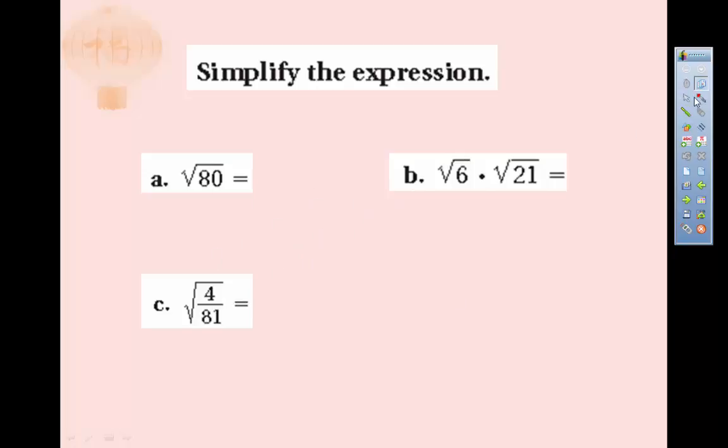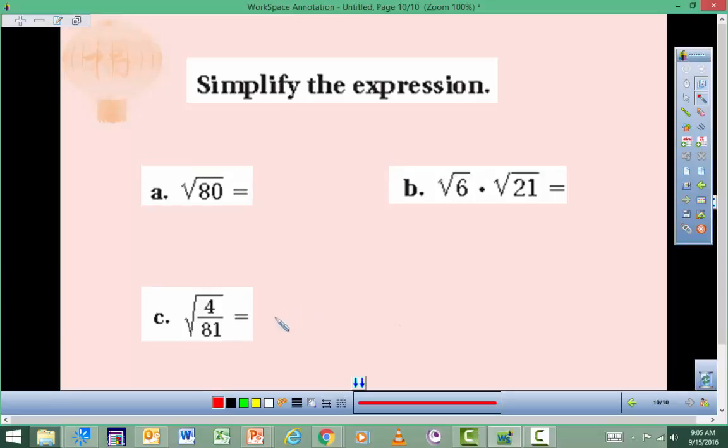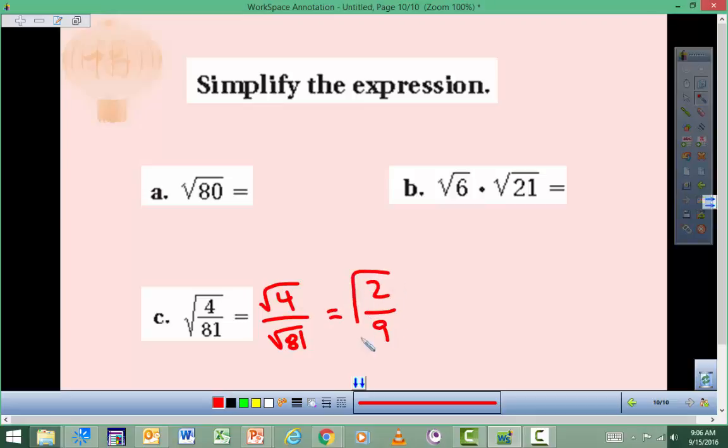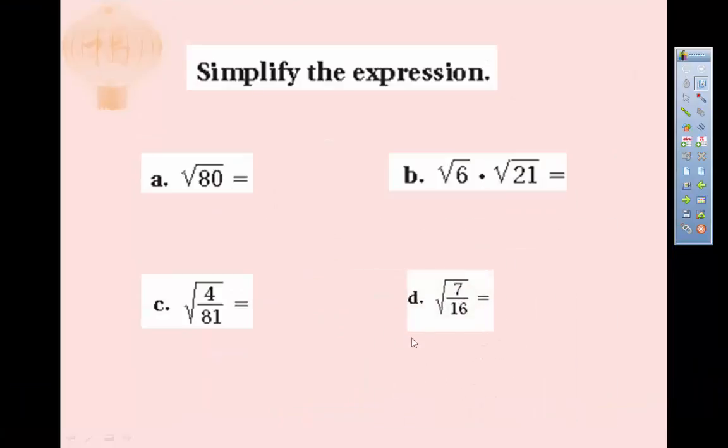Alright, so let's take a look at this one now. The property of square root says, hey, you can split this up into the square root of 4 divided by the square root of 81. And these are both perfect squares. So that means this is equal to 2 divided by 9. And so that one was kind of easy. Any questions so far? Are you guys getting this? How about this one?